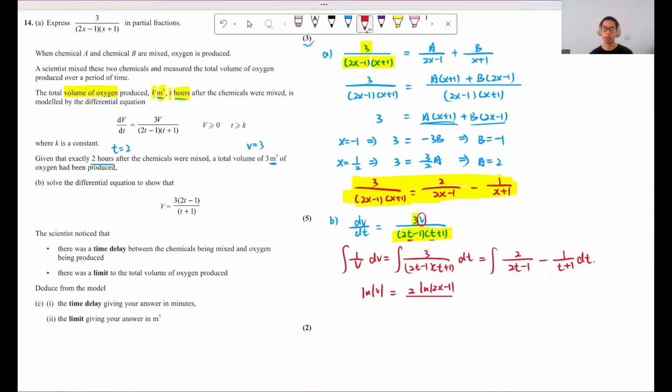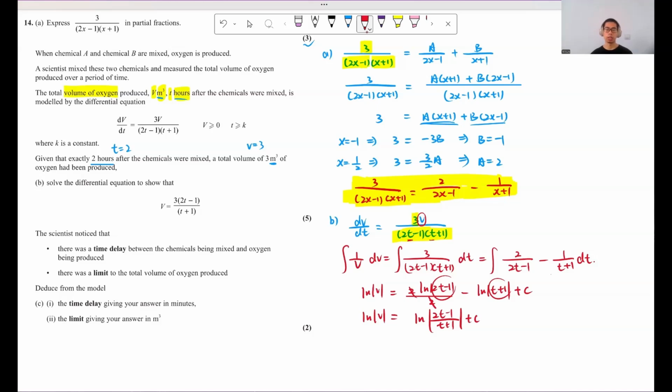So then that'll be 2 times ln(2t minus 1), and then divide by the coefficient of t, which is 2, and then 2 over 2 will cancel out, so just ln(2t minus 1), and then minus ln of (t plus 1), and since the coefficient of t is just 1, we don't need to divide by anything extra, plus c. So then ln v is equal to, when you subtract two logarithms with the same base, you can divide the two expressions, which is (2t minus 1) over (t plus 1), and then plus c.